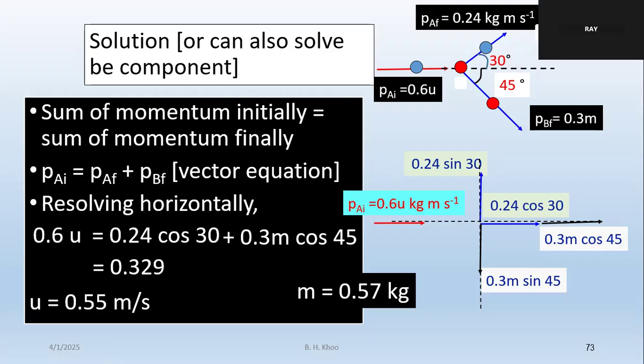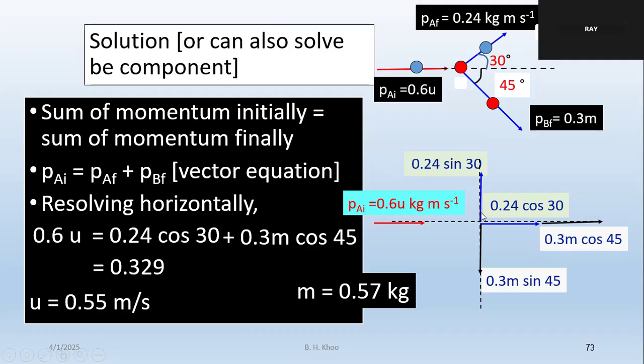Anything else to ask? But I can just plus. The direction doesn't matter, I can still sum them up, because these are in the same direction. This is in the x direction, this is in the x direction. So the two x directions add up must be equal to the initial one.